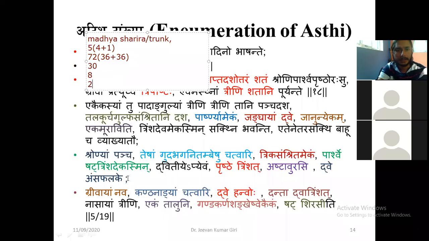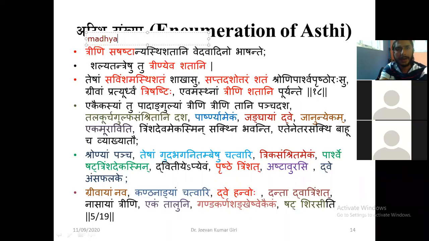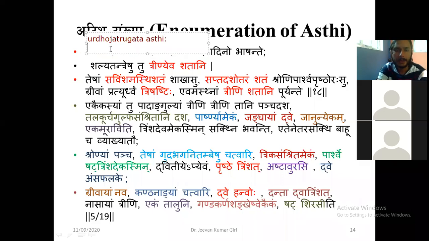Okay, now next we'll see the bones in the head and neck, that is the Urdhva Jatrugat. Now see here, this last sloka tells about the bones in the Urdhva Jatrugat and the number of those bones. Grivayam Navaha. So in the Griva region there are 9 bones. It's easy, just write Griva, give an arrow and write 9. Then Kanthanadiyam Chatvari. Just write Kanthanadi, give an arrow, write 4.